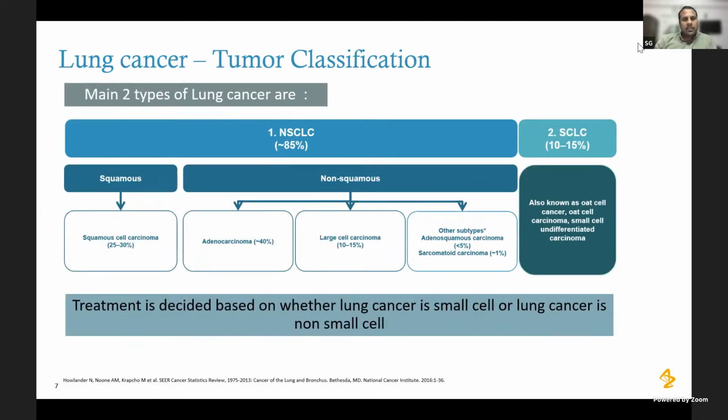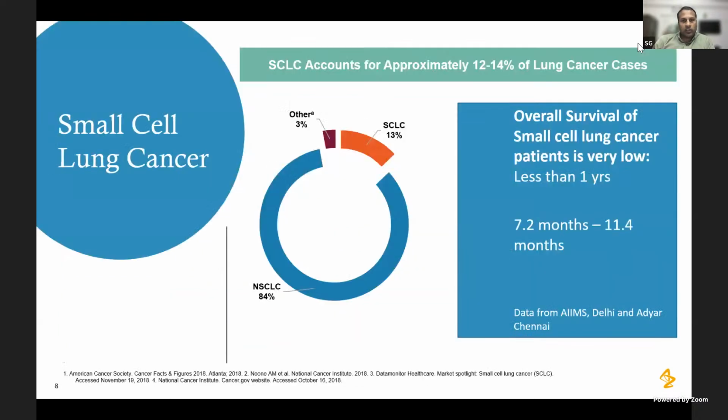So majorly lung cancer is classified into two groups, non-small cell lung carcinoma as well as small cell lung carcinoma. 85% is constituted by non-small cell lung carcinoma, which includes adenocarcinoma, squamous cell carcinoma, large cell carcinoma, and other mixed variants like adenosquamous as well as sarcomatoid variants. Small cell lung carcinoma constitutes 10 to 15%. They often present at a very late stage, and with all the treatment armamentarium, they usually are associated with very poor survival. So treatment is based mainly on the histopathology, whether it is small cell or non-small cell.